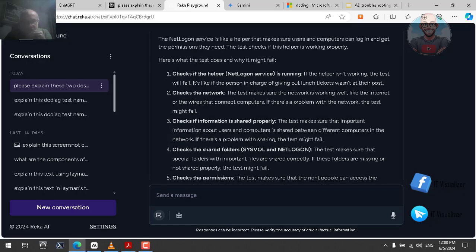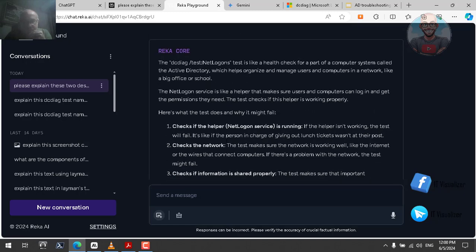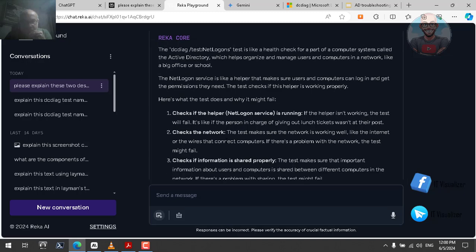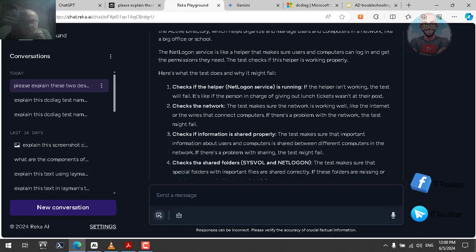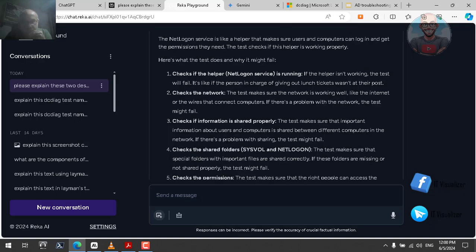Okay, that we are trying to ask it. So you can see here, this is the health check. Okay, check the network. Working like the internet or wires. Check information. Okay, the net test will fail if node 7 is not running.